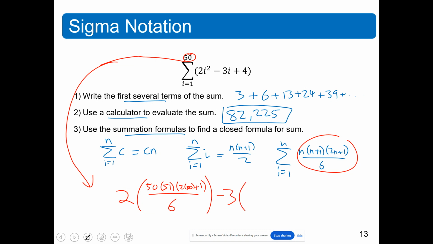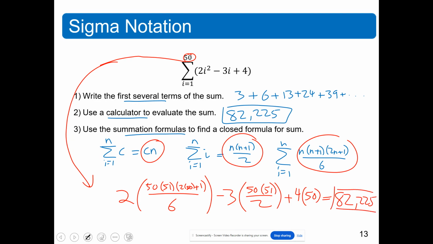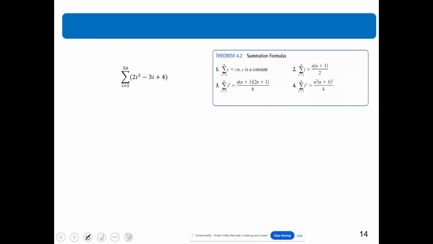minus 3 times, and now I've got to do this here with 50, so 50 and then 51 over 2. And then finally I've got to do 4 times, and I've got to use this guy here, so that's going to be 4 times 50, and you'll get the same answer. It's just I didn't use a calculator there, I used those closed formulas for sums. It's actually on the next slide, but there are those formulas again.